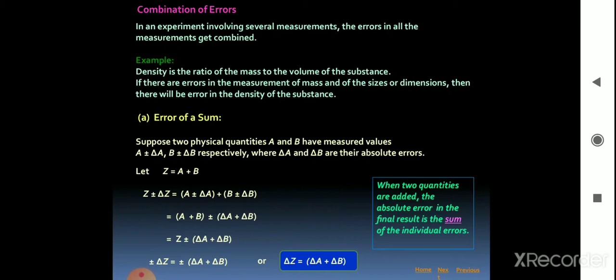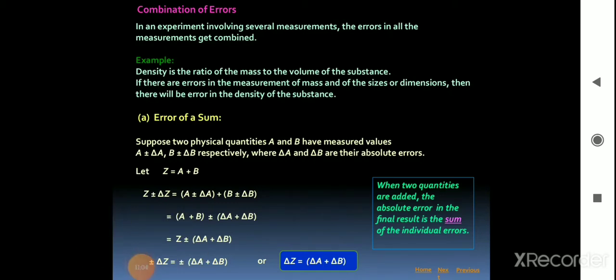There are three types of combination of errors. Error of a sum or a difference, error of a product or a quotient. Third one, error in case of a measured quantity raised to a power. Now let us see the first one, error of a sum. Suppose two physical quantities A and B have measured values.